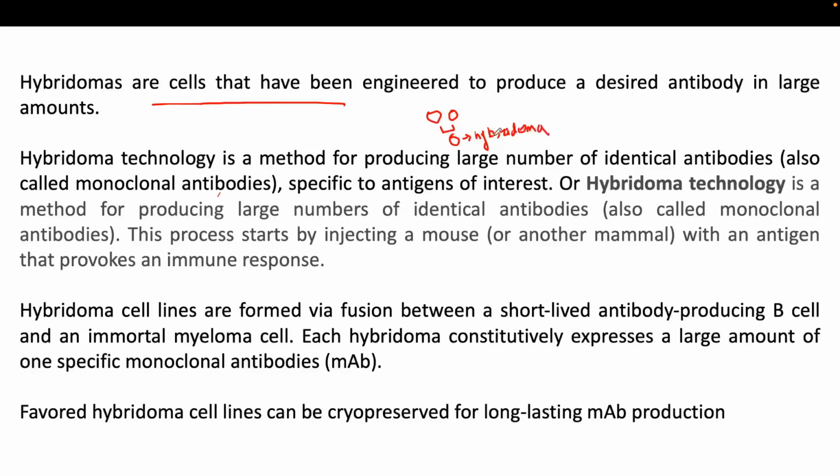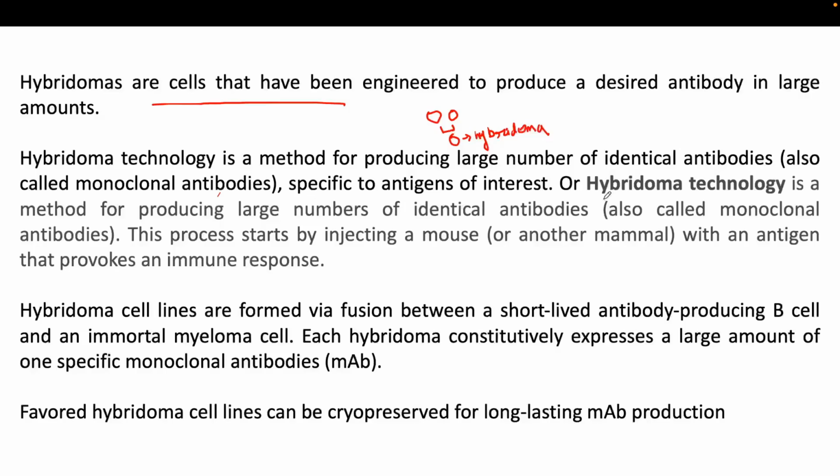Why do we need this hybridoma cell? Because we want to produce a certain kind of desired antibody, a desired product, in a large amount. So that is hybridoma technology. Hybridoma technology is a method for producing a large number of identical antibodies, also called monoclonal antibodies, which are specific to the antigen of interest.